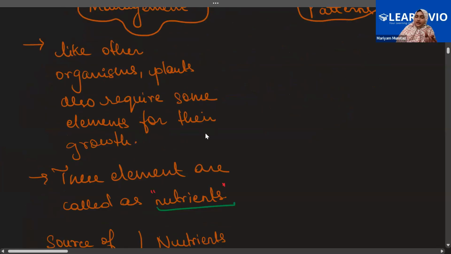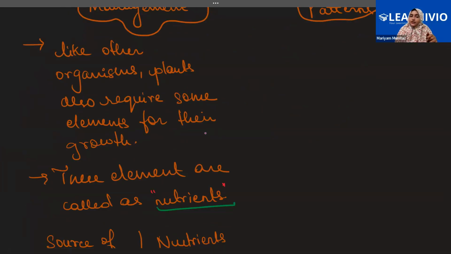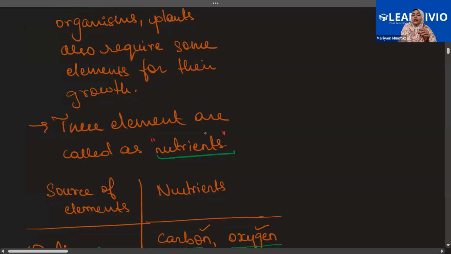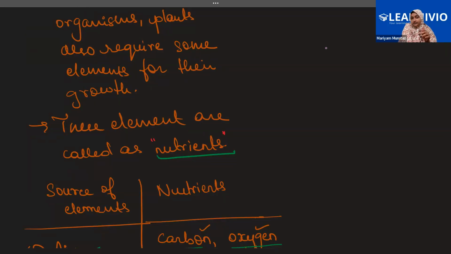Now, like other organisms, plants also require some elements for their growth. It's a natural thing, just like how higher organisms like animals, humans, they require vitamins, minerals, carbohydrates, pulses, and all of that for the growth. Same way, the plants would also require their own set of nutrients for their growth. And these elements that they require are known as the nutrients.